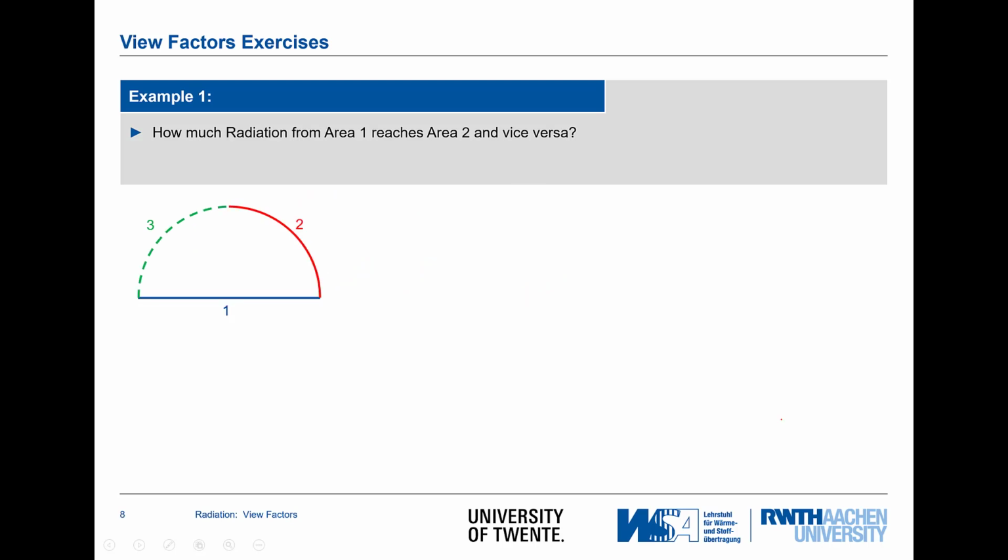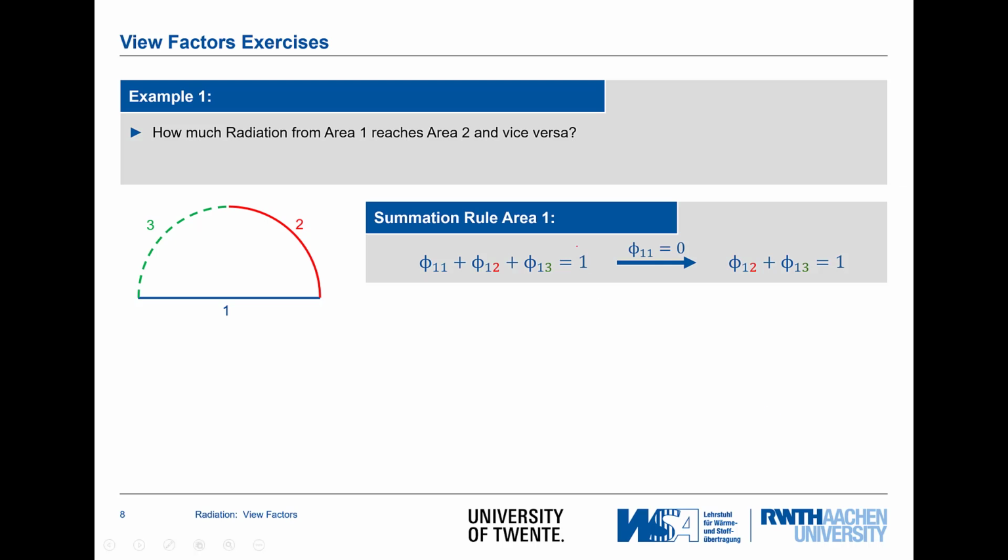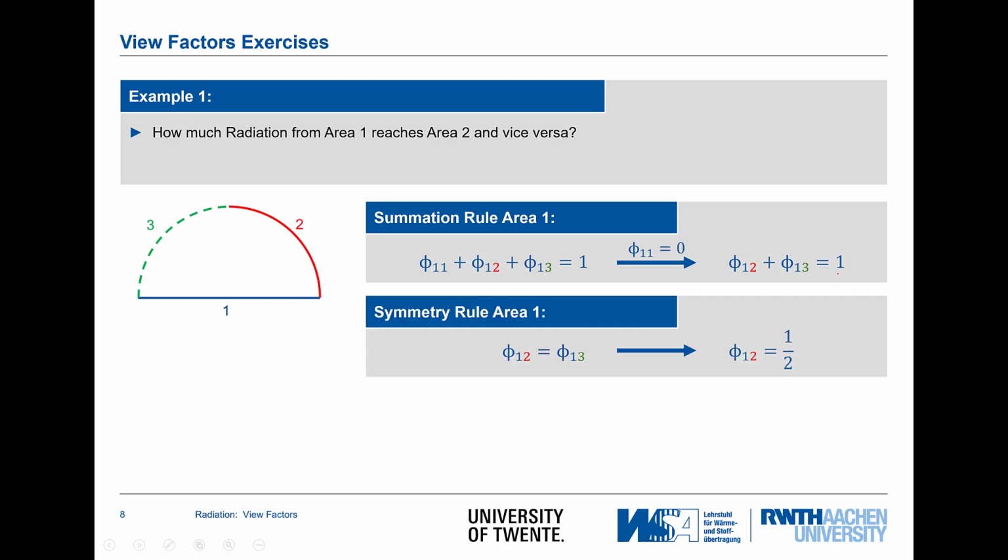And now we solve, and we can make the summation rule for area 1. As you notice, I've put in here phi 1,1 plus phi 1,2 plus phi 1,3, and the colors indicate the surfaces. We know that phi 1,1 is 0, so the equation reduces to phi 1,2 plus phi 1,3 equals 1. The symmetry rule for area 1 is phi 1 to surface 2, which is the same size and same orientation as 3, is equal to phi 1,3.